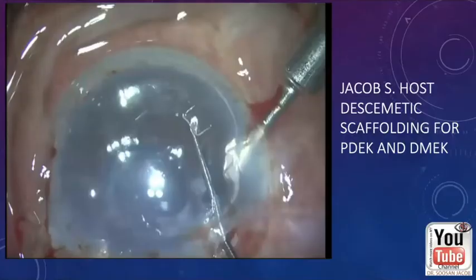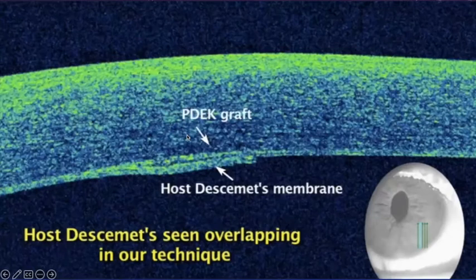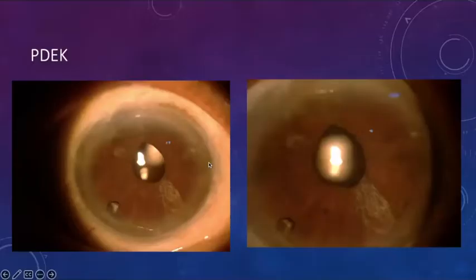So host descemetic scaffolding, I think I already explained. I'm not going to go into it again, but this is what it looks like. We've got the PDEK graft there, which is supported. So basically, this is how a conventional DMEK would look, where you have a graft and then you have a gap and then you have the host descemet membrane. But in host descemetic scaffolding, this is what you see. We have a PDEK graft and that is supported from inferior by the host descemet membrane.